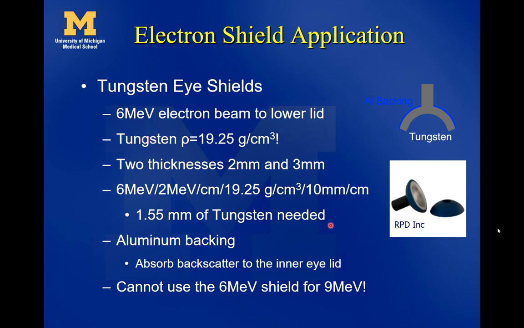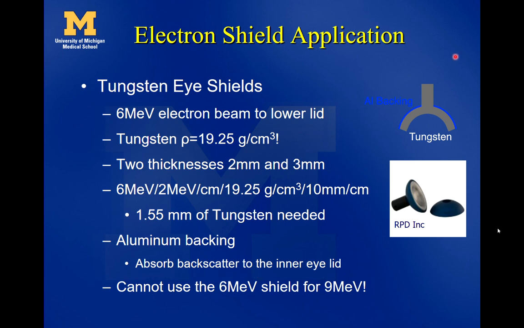The tungsten shield that's 2 millimeters thick has an extra 0.5 millimeter of tungsten on it, which should completely shield that. You may also know that these tungsten shields have an aluminum backing, so I kind of diagrammed it here in blue, and you can just see it in this here. The aluminum backing is designed to absorb backscatter to the inner eyelid.